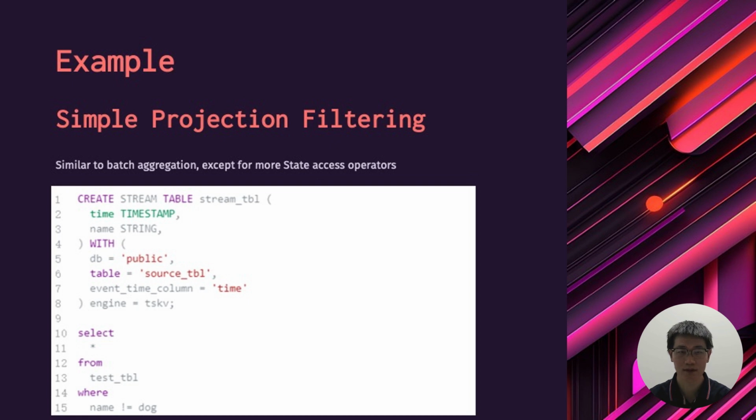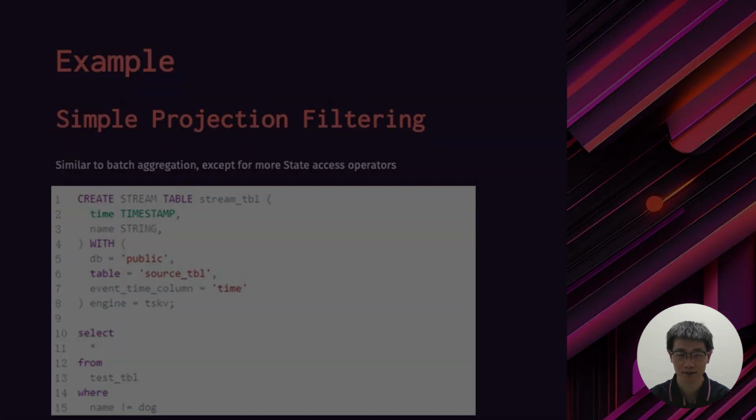The first one is a straightforward filter on a relatively simple table structure, consisting of a timestamp column and a name column. Our SQL includes a simple filter with a where condition. Now, let's explore how it is executed in stream processing.